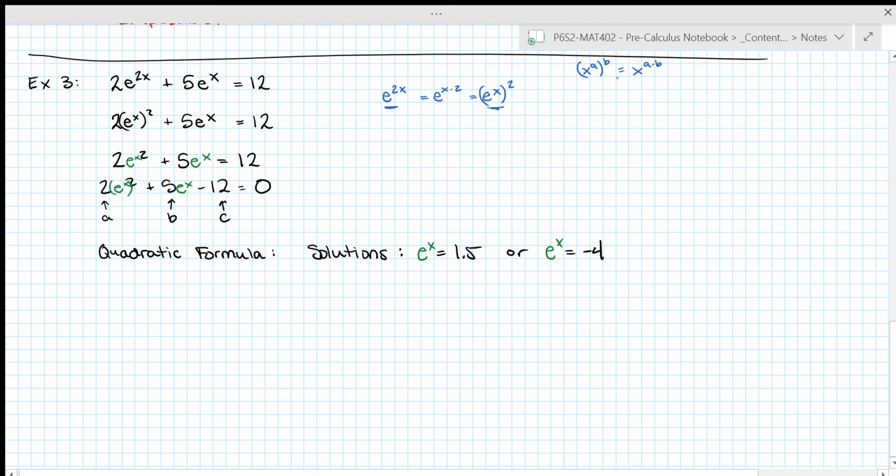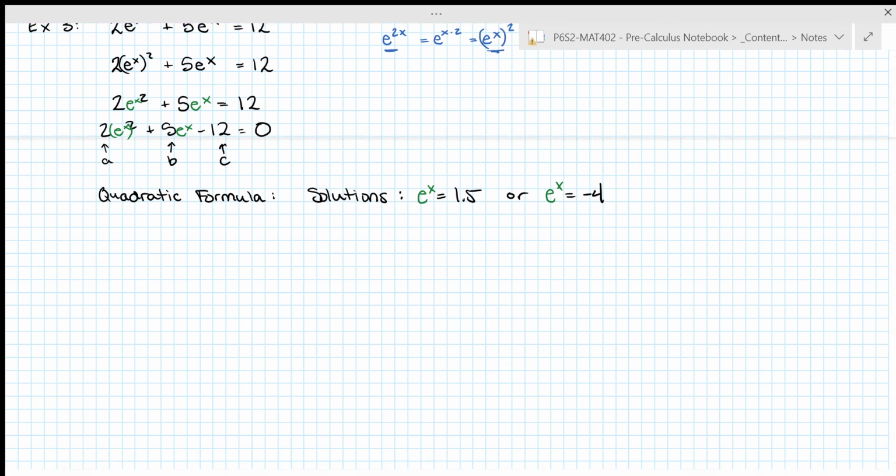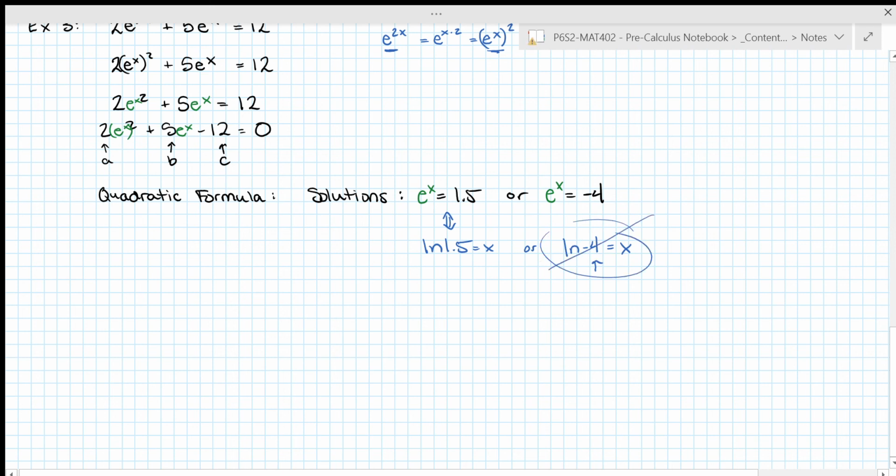So now I have that log function. I can rewrite this as the log base e of 1.5 equals x, and the log base e is just the natural log, one of those that comes up again and again. Or the log base e of negative 4 is x. Just like the example we did before, this one doesn't exist. I cannot take the log of a negative number. The e to the x function will never equal a negative value, where y is negative 4 down here. That does not exist. So the natural log of 1.5 is your only solution.